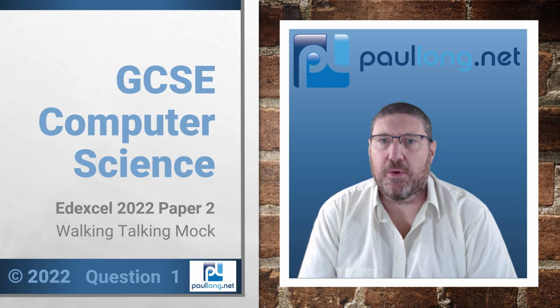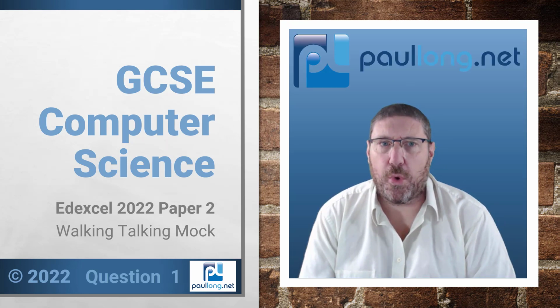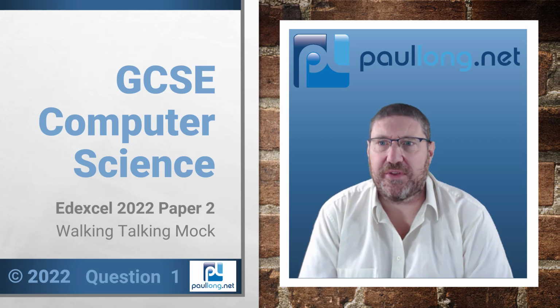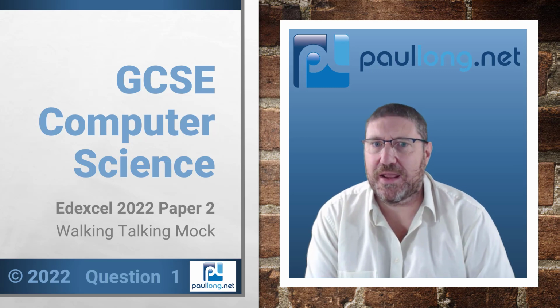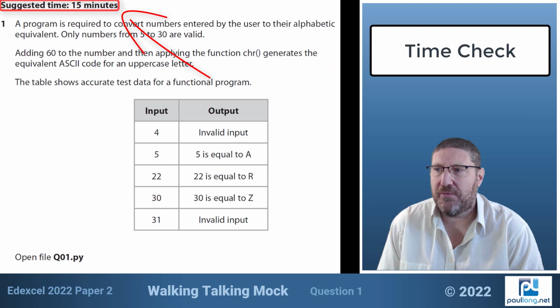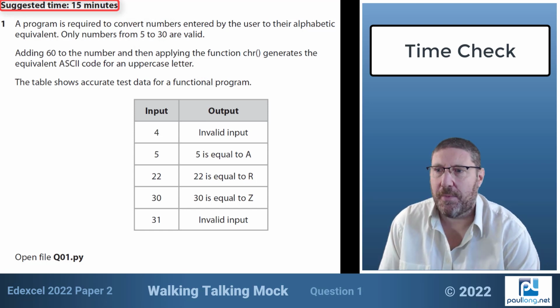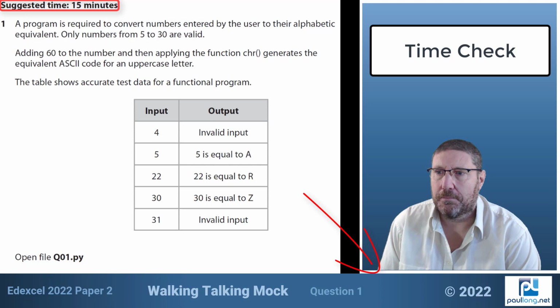This is the ultimate walking talking mock for question 1 of Edexcel's 2022 GCSE Computer Science Paper 2. Let's start by understanding the purpose of the question. If we look at the top of the question, we can see that there's a suggested time of 15 minutes. Therefore, I'm going to set a timer to start now.